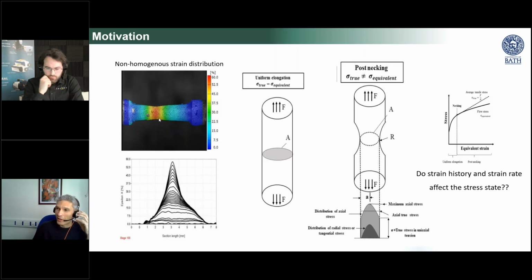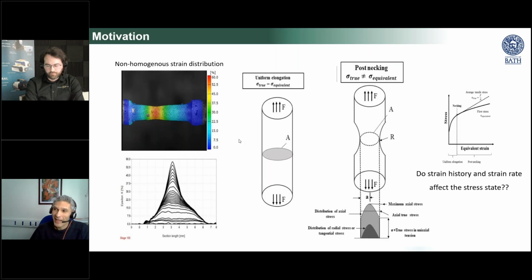Well, before strain localization, we can assume that what we measure experimentally as a true stress, so as a ratio between the measured force and the minimum cross-section of the sample, is coincident with the equivalent stress. So that is what we are going to input in our finite element software to simulate the behavior of structures.